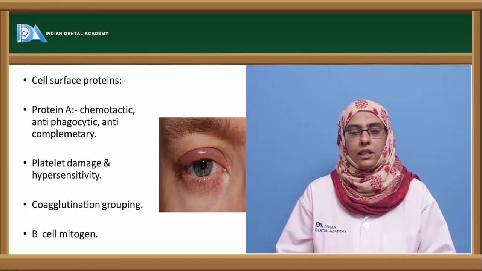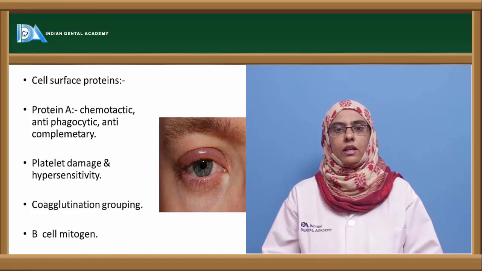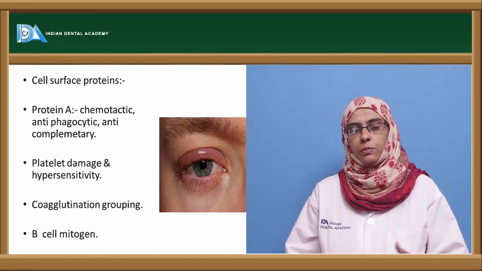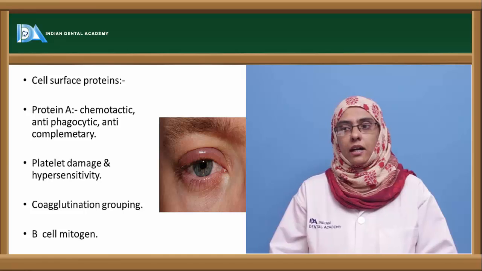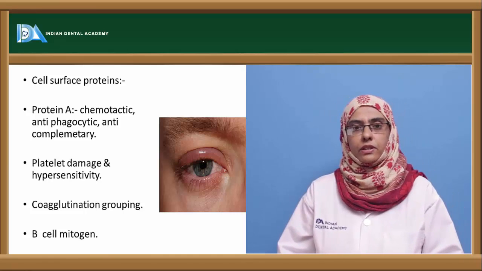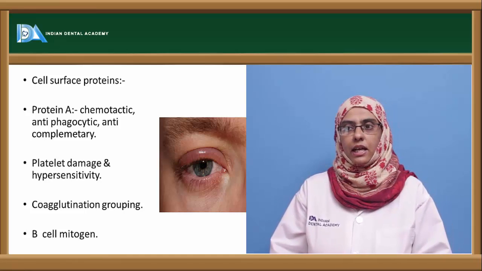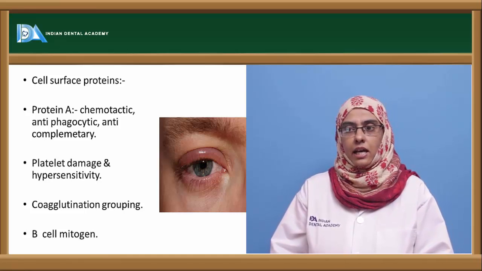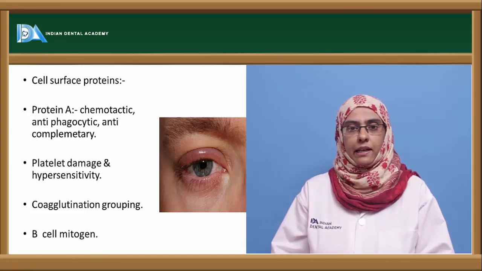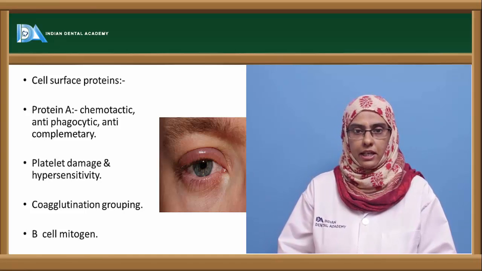Next are the proteins that are associated with the organism, which are called the cell surface proteins, the most prominent one being protein A. The biological effects of this protein A are that it brings about chemotaxis, and is antiphagocytic and anti-complementary in nature. And it also mediates platelet damage and hypersensitivity reaction.